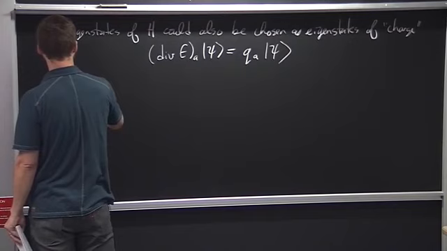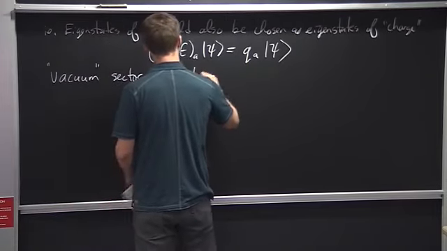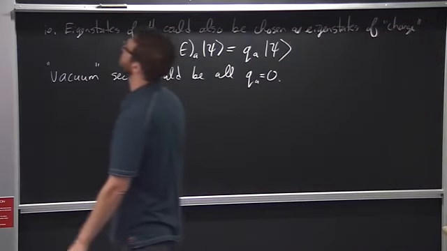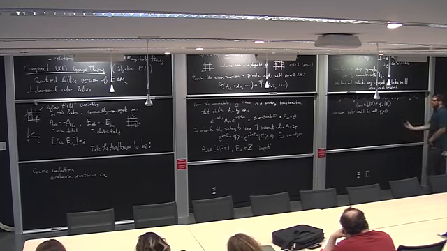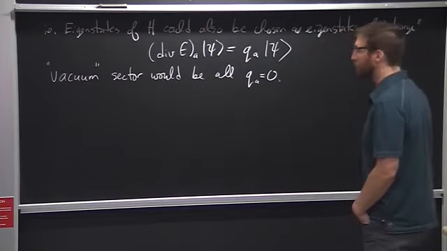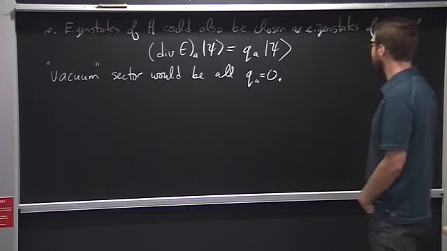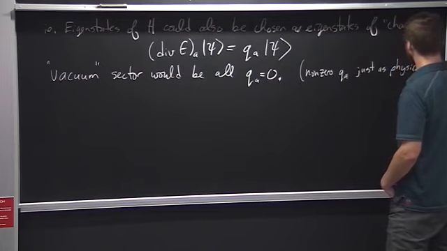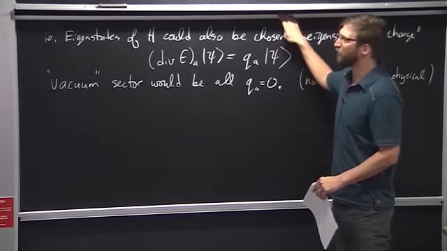So by that philosophy, the vacuum sector would be all QA equals 0. Because QAs cost you energy, right? Yeah, there's a K prime term in the Hamiltonian. All right, so when you have charges, they cost you some energy. So the vacuum sector would be all the charges are 0. And then you can imagine putting in some energy of order K prime and exciting charges out of the vacuum. And those charged states would be just as physical. They would just be some higher energy state.